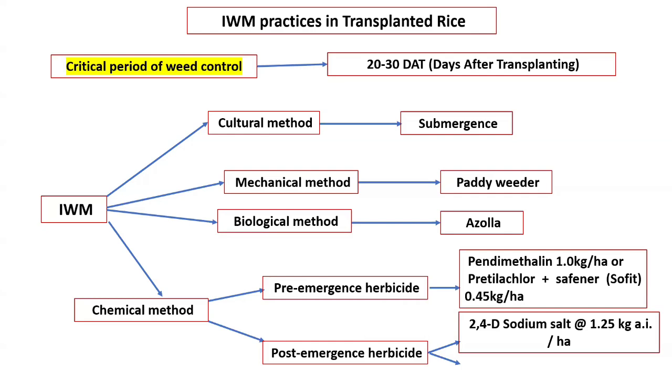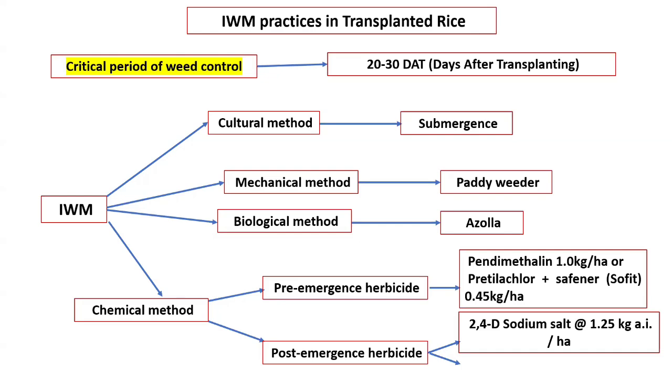Second one, under the mechanical method, we can use a paddy weeder. After that, it also plays a role as a biofertilizer. It fixes nitrogen from the atmosphere side by side. If it covers the surface layer of soil along with rice, it creates a barrier for weeds and reduces their germination.